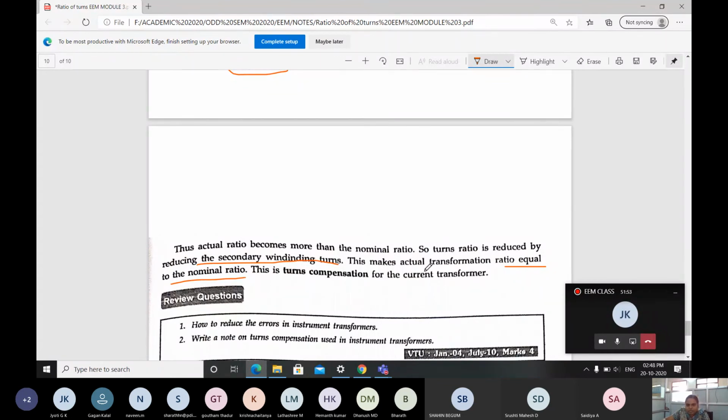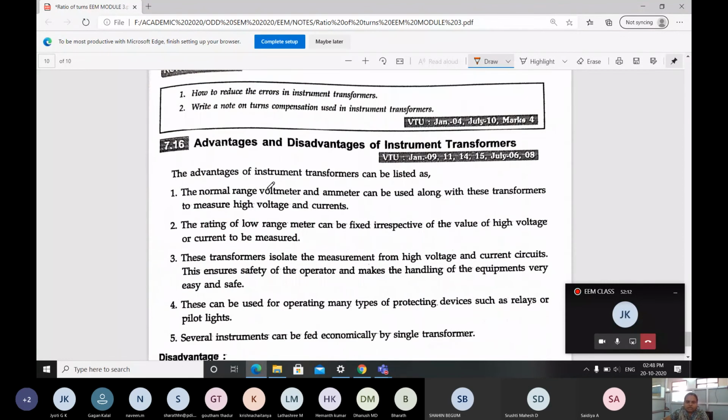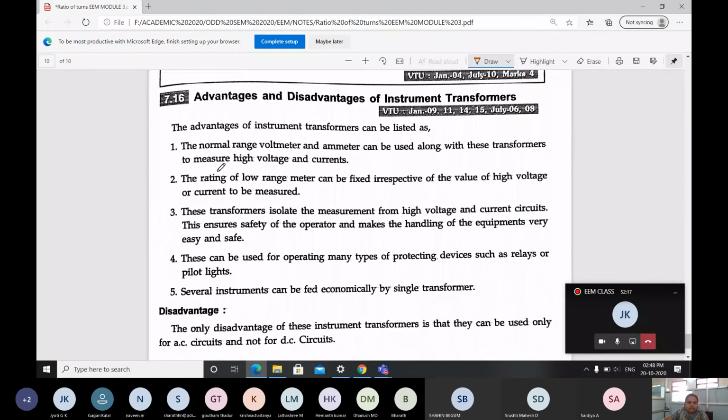When it is done, our actual transformation ratio is going to be equal to the nominal ratio. This is called the turns compensation for the current transformer. Next, what are the advantages and disadvantages? First, we go with the advantages.